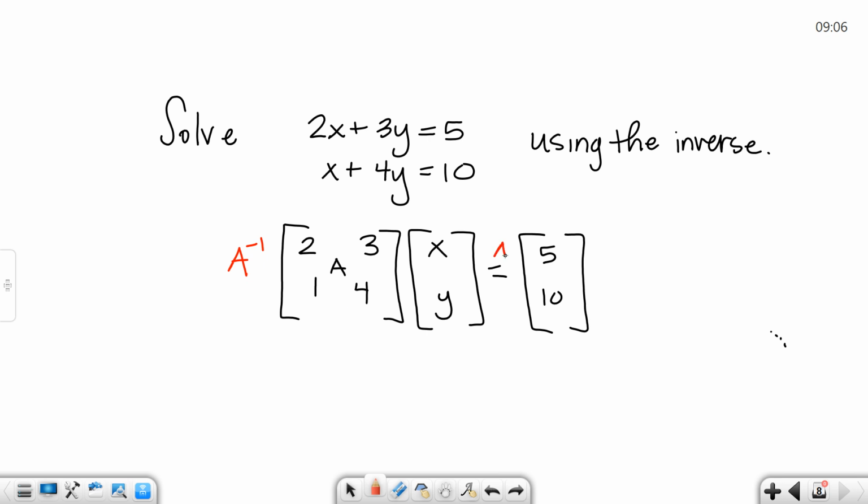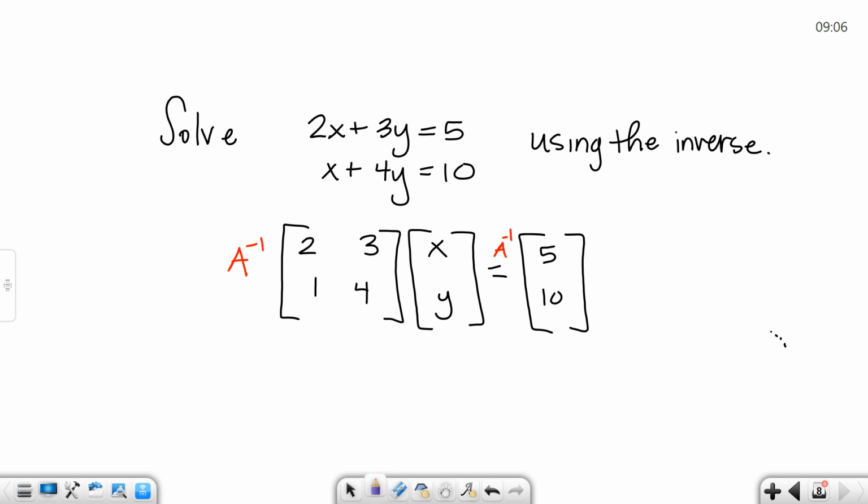But what you do to one side, you have to do to the other. So we have to multiply A inverse on both sides of the equation. But specifically, we have to multiply A inverse on the left side of each equation. Because remember, matrix multiplication is not commutative, so you have to multiply it on the left side of each one. All right, so what we're going to do first is find this matrix A.